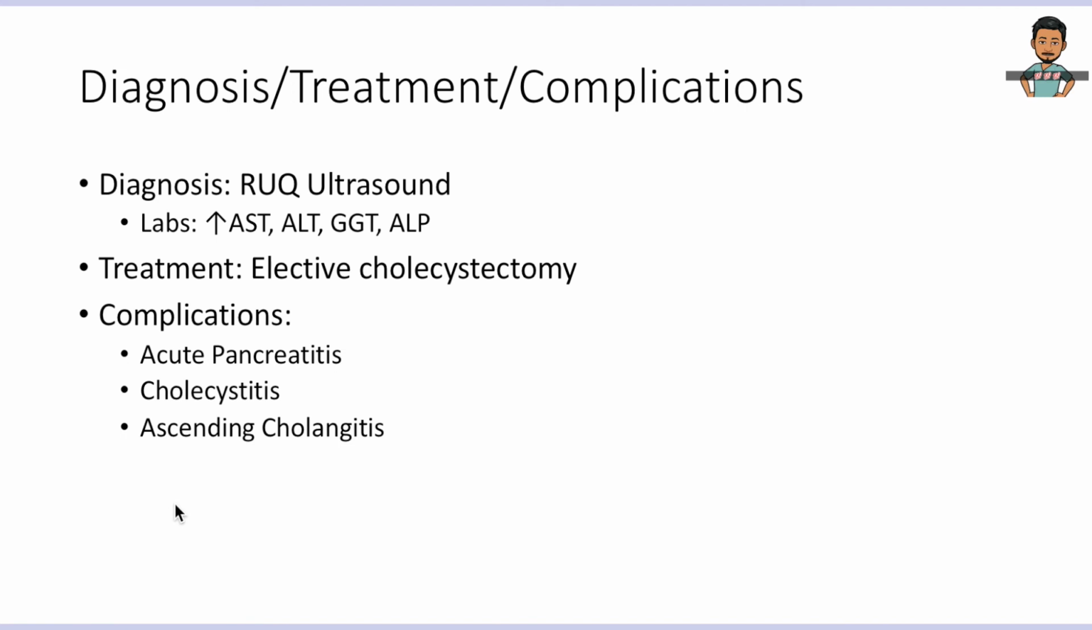Treatments can be elective cholecystectomy, so if the symptoms are severe enough, we talk with the patient, and we go in and we remove the stone and or the gallbladder. Complications, in the last videos we talked about, include acute pancreatitis, cholecystitis, which is an infection, and ascending cholangitis, which we'll talk about in the next video.